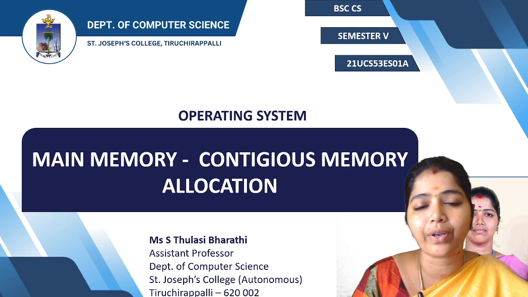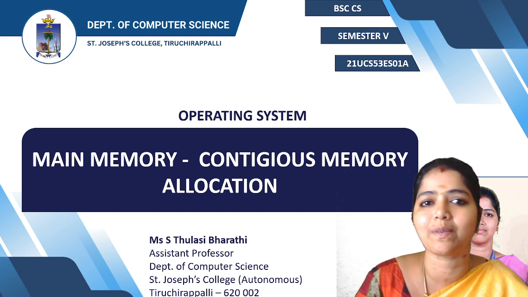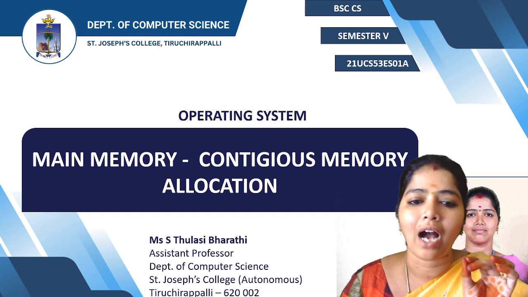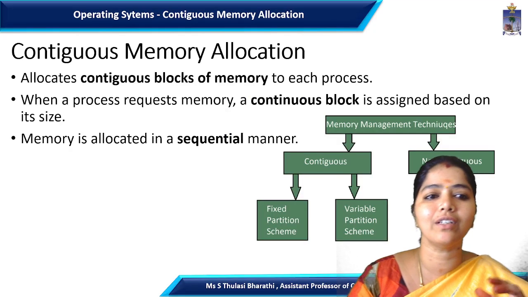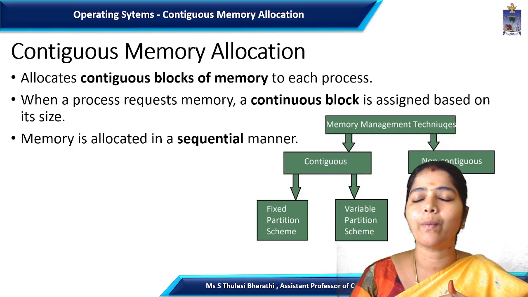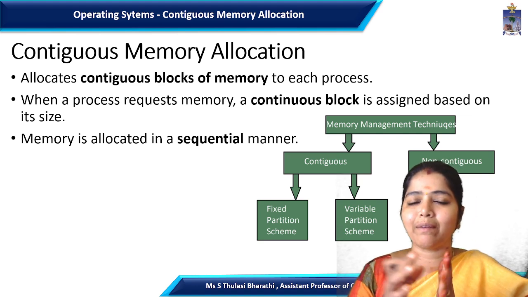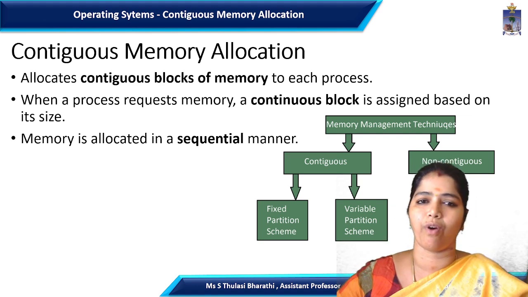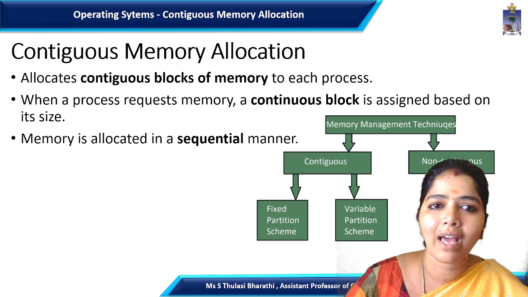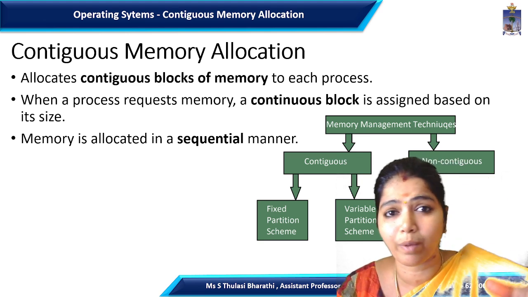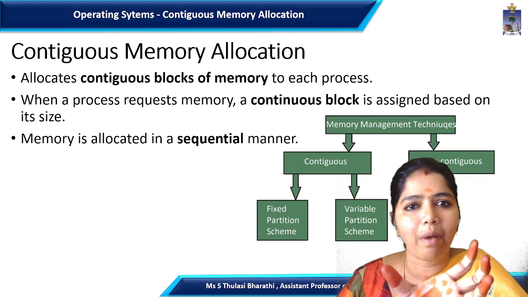So now we are going to study another important concept that comes under main memory, and that is called contiguous memory allocation. What I mean by contiguous memory allocation is that in memory management, the data will be stored and allocated in a continuous form. For any processing that we have to do, we need some memory space.